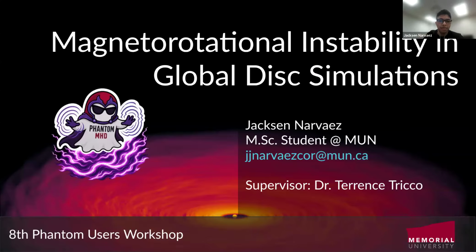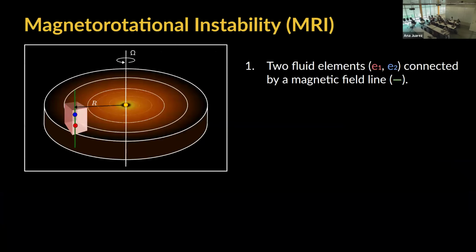Well, so hi everyone. My name is Jacksen. I'm a master's student at Memorial University in Newfoundland in Canada. And today I'm gonna talk about the magnetorotational instability in global disk simulations using the SPH method. I have been working on this project with my supervisor, Dr. Terence Trick.